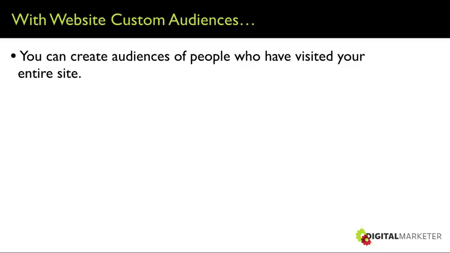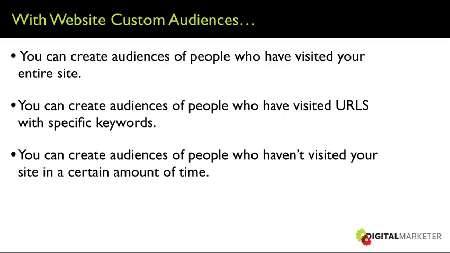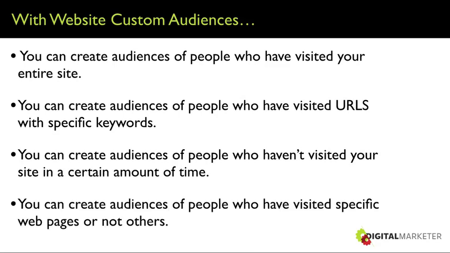You can also do cool stuff like create audiences of people who have visited your entire site as a whole. You can create audiences of people who have visited URLs with specific keywords only. You can create audiences of people who haven't visited your site in a certain amount of time. You can create audiences of people who have visited specific web pages, but haven't visited other web pages. So there's lots of combinations. It creates some really cool retargeting options that we're going to talk about in the next lesson.